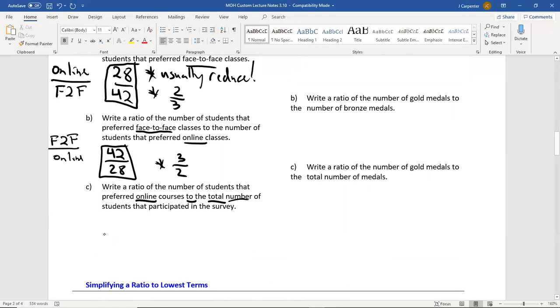Okay. So the first thing we need to say is, well, what's the total? Well, all we got to do is add the face-to-face and online. The face-to-face being the 42, the 28 being the online. It doesn't matter the order you write 28 plus 42. 8 and 2 is 10. 2 plus 4 plus 1 is 7. So that would be 70. So 70 is the total.